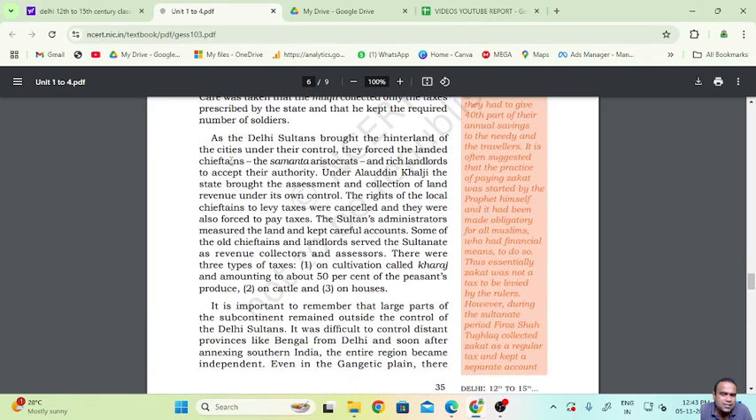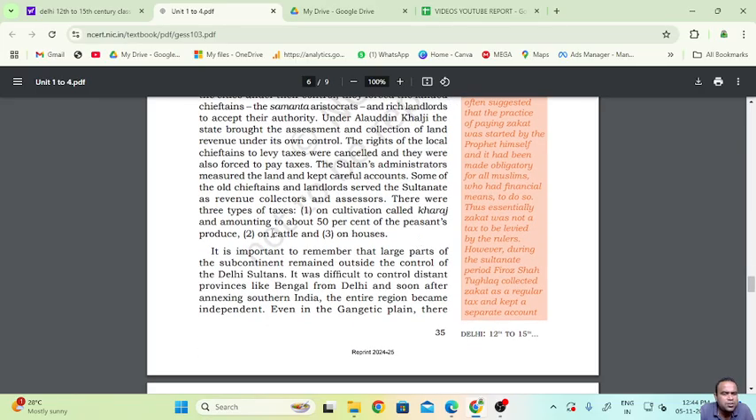As the Delhi Sultans brought the hinterland of the cities under their control, they forced the landed chieftains, the Samanta aristocrats, and rich landlords to accept their authority. Under Alauddin Khilji, the state brought the assessment and collection of the land revenue under its own control. The rights of the local chieftains to levy taxes were cancelled, and they were also forced to pay taxes. The Sultan's administrators measured the land and kept careful accounts. Some of the old chieftains and landlords served the Sultanate as revenue collectors.